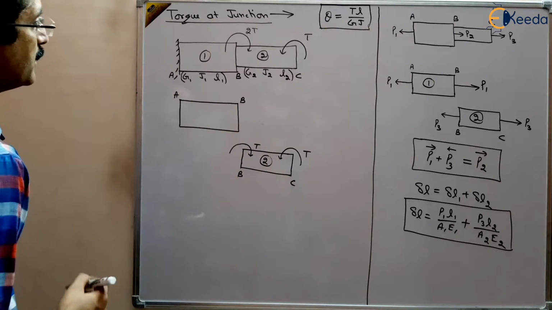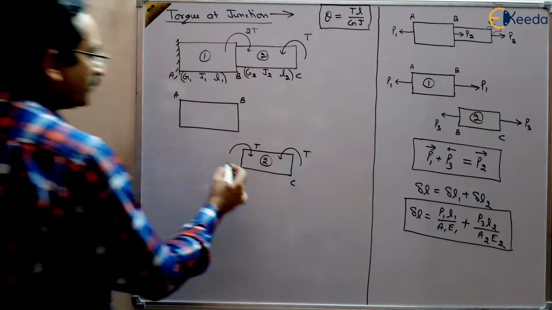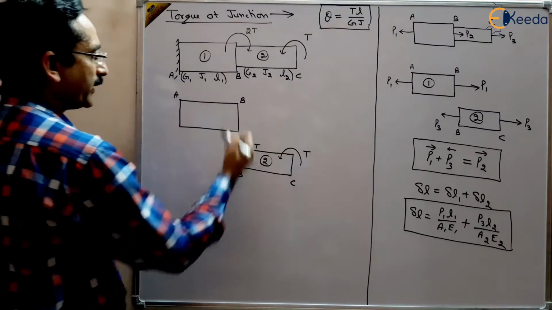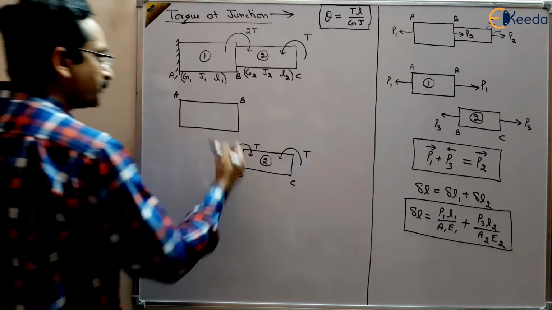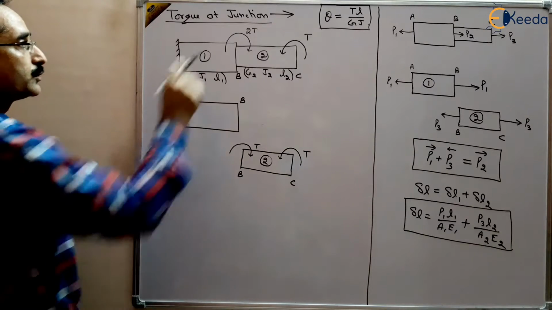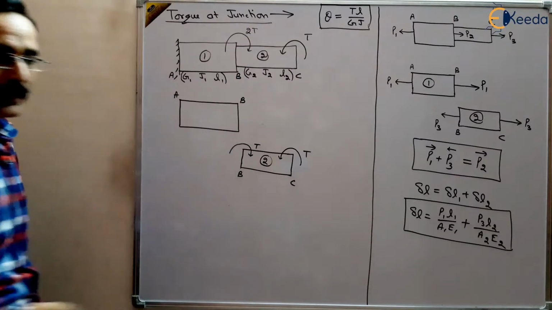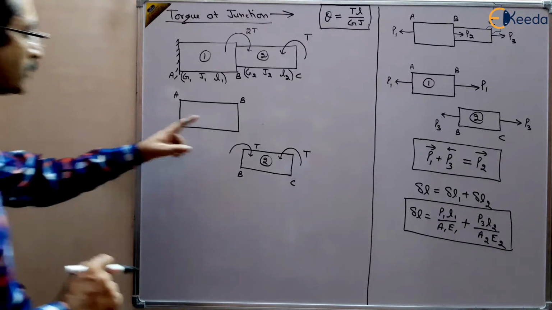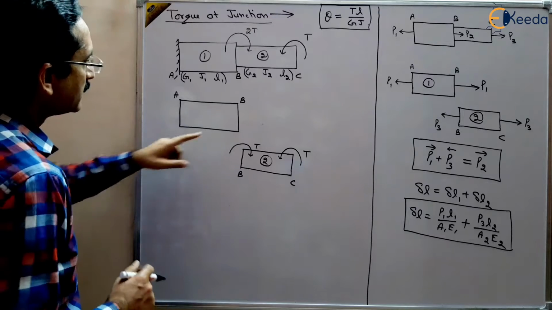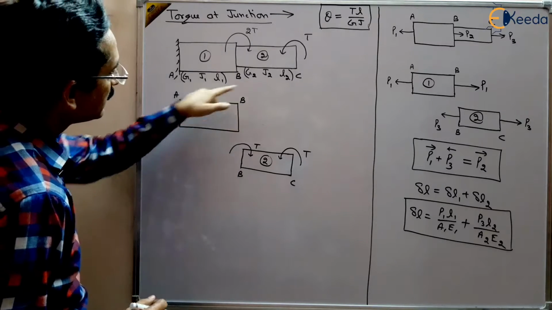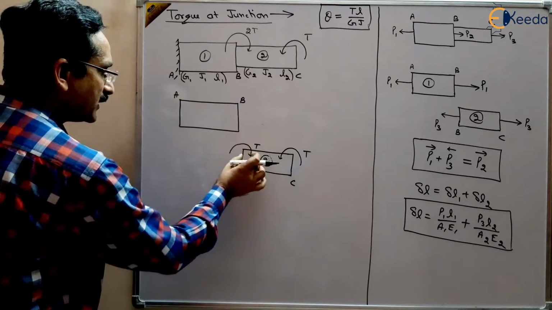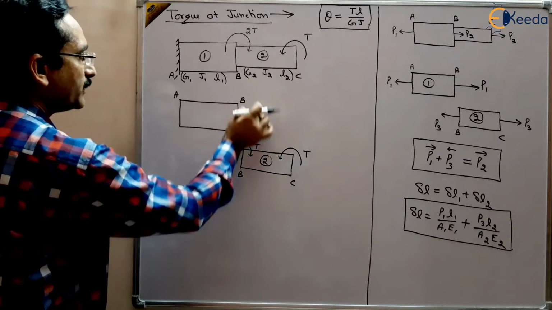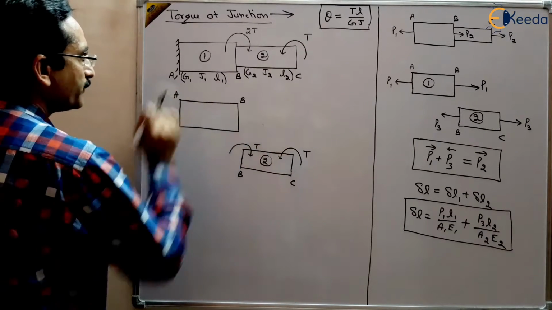Now B is a common point. So at B, the total torque should be 2T. Total torque at B should be equal to 2T. That should be clear, right? So if the total torque at B is 2T, then how can we find out what is the torque remaining? Clockwise torque T we have already applied, so the remaining torque will be clockwise T, right?